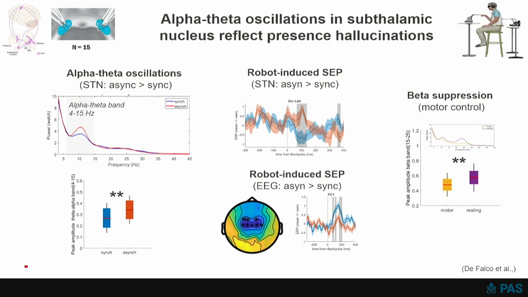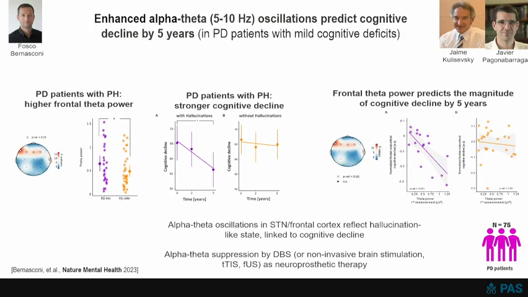For time reasons, maybe I skipped the part in the middle, but we also have surface EEG data in the same patient, again undergoing this robotic stimulation to see whether there's a particular frequency, what we believe to be the alpha theta band driving these hallucinatory changes at the level of the subthalamic nucleus, and analysis at the level of the surface electrodes is ongoing in these same patients.